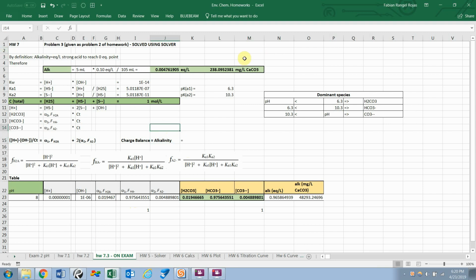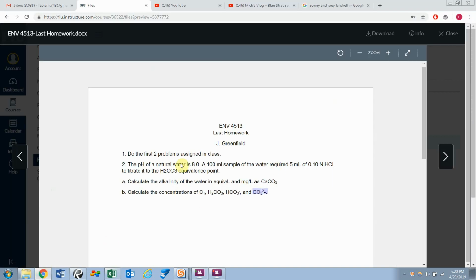You're gonna need to set something like this up. I mainly just want to explain what I did so you can set something similar up. Okay, by definition, alkalinity is equal to the equivalence per liter of strong acid required to reach the zero equivalence point. The zero equivalence point is given to us here as the H2CO3 equivalence point. Those two terms are the same thing. Zero equivalence point is the same thing as H2CO3 equivalence point, the equivalence point of the most protonated term, H2CO3.